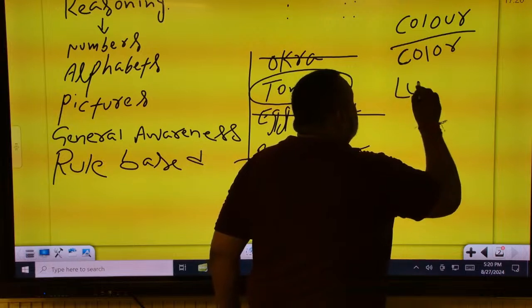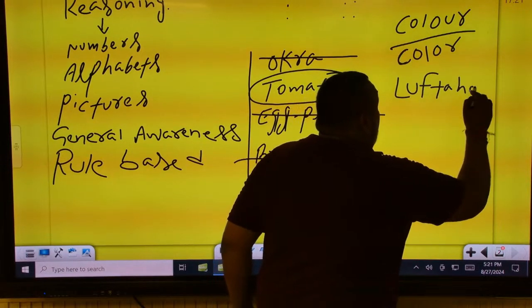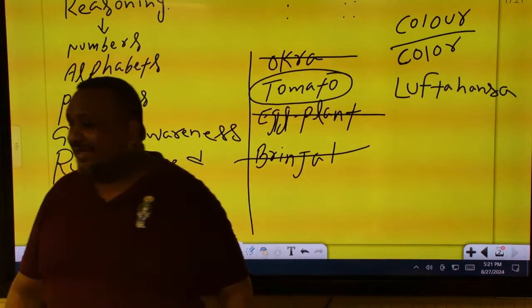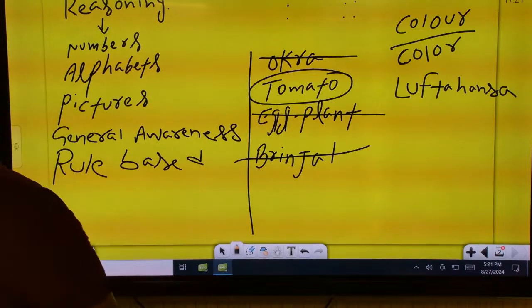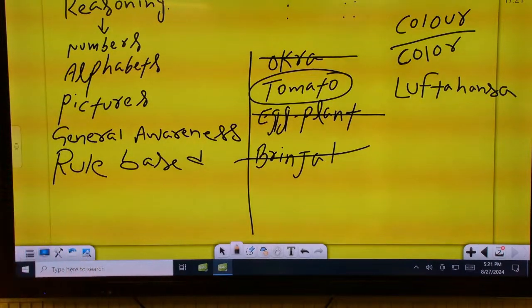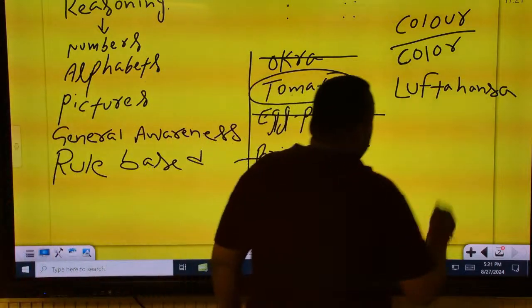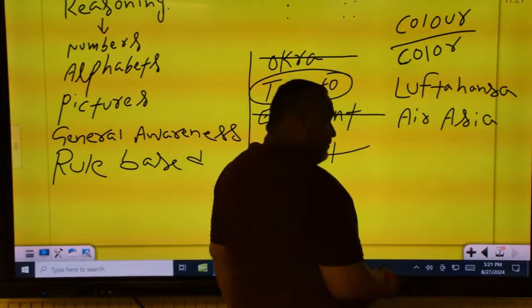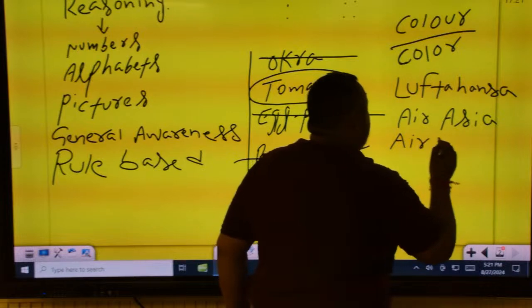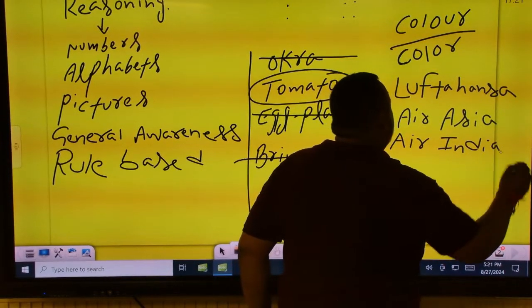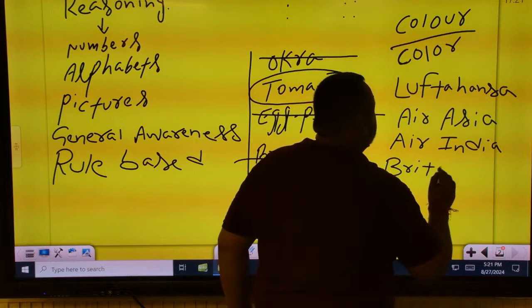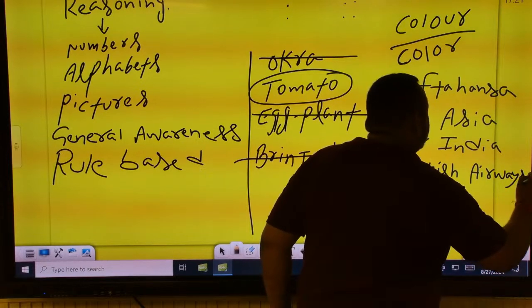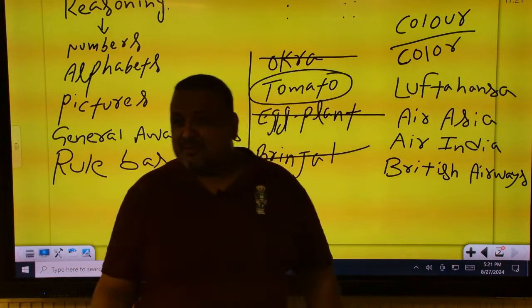First option, Lufthansa. Ever heard of Lufthansa? No. Air Asia, Air India, British Airways. Four options. Tell me the odd one out.